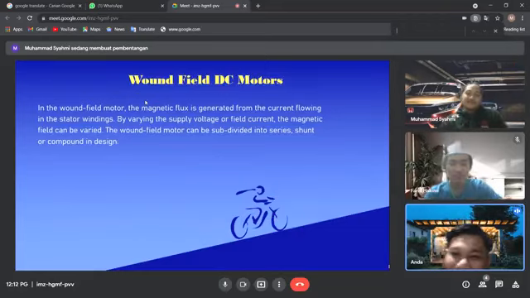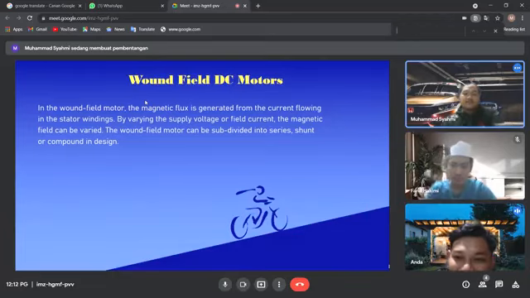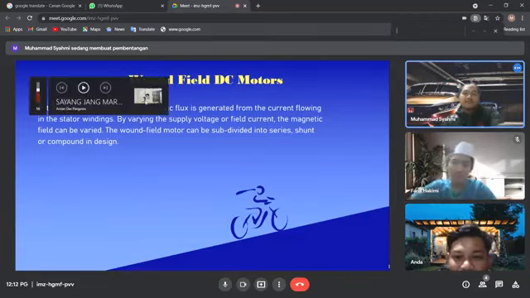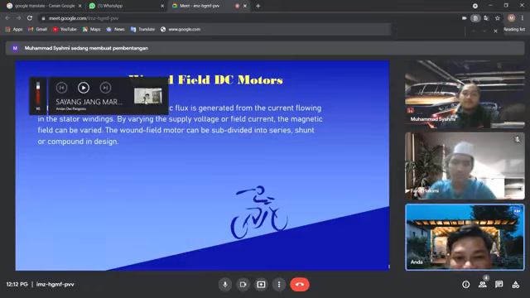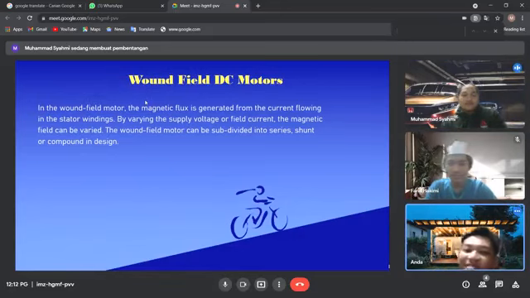Wound field DC motor. In the wound field motor, the magnetic flux is generated from the current flowing in the stator winding. By varying the supply voltage or current, the magnetic field can be varied. The wound field motor can be subdivided into series, shunt, or compound in design.